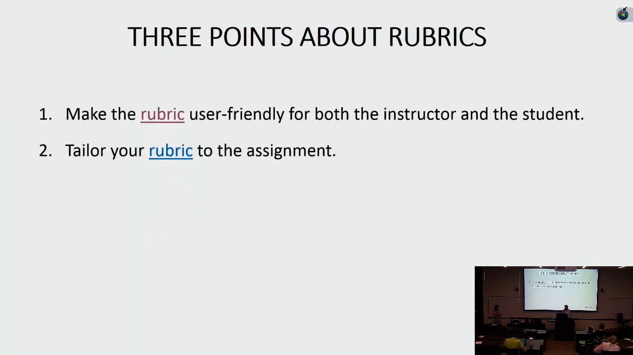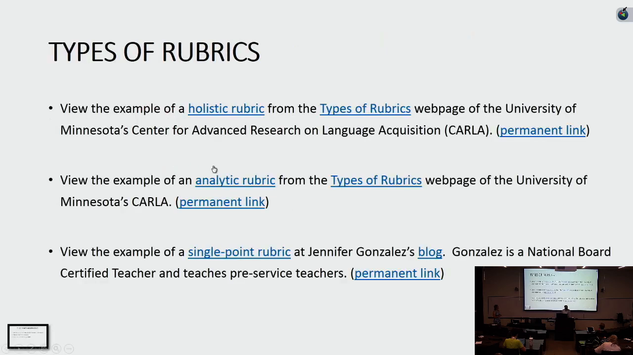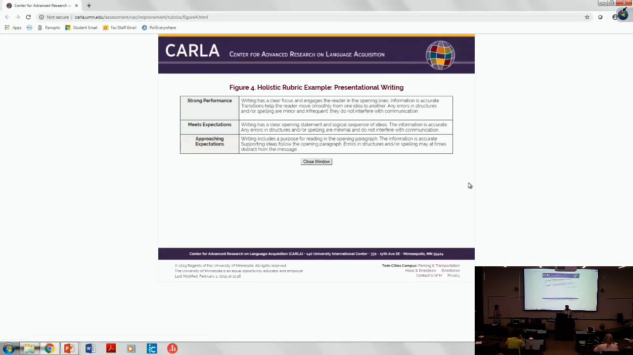The second point is tailor your rubric to the assignment. There are 3 main types of rubrics. There are holistic, analytic, and single point rubrics. With a holistic rubric, it's the most general type, and I have an example right here. So it will list the levels of performance and just a general description for that type of performance level. This example is from the Center for Advanced Research on Language Acquisition at the University of Minnesota.